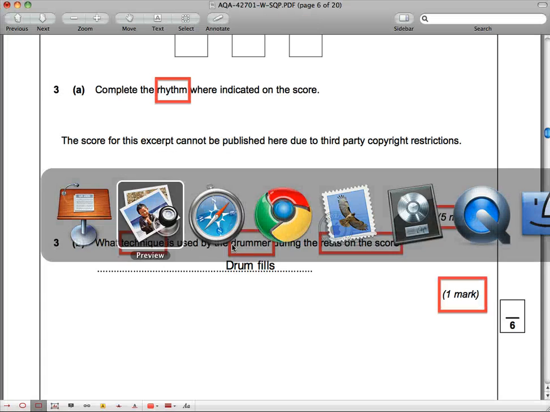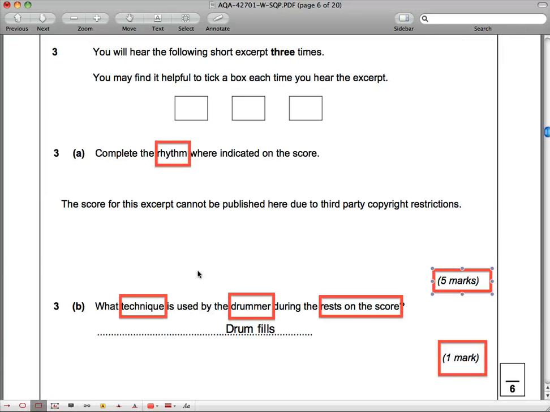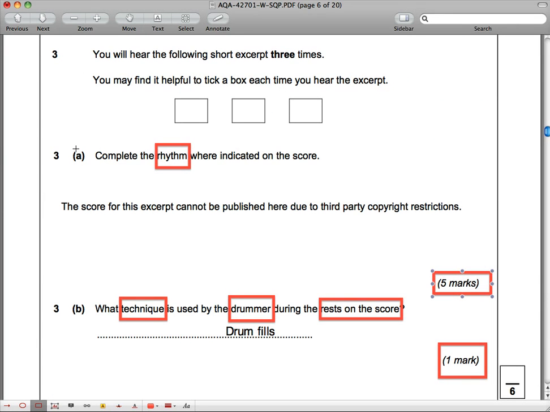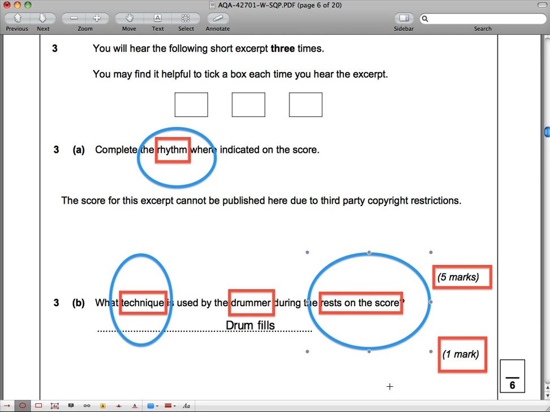So that's the end of this video looking at page, what page are we on now? I think page 5, page 6. And I would take this as an opportunity to go away and revise again rhythm notation, which we've said to do a couple of times so far here, and maybe performance techniques and identifying rhythm notation for rests.